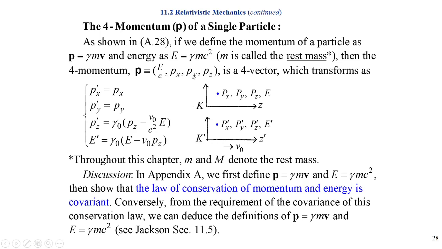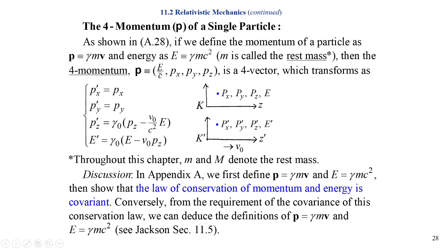We have four quantities. Here we use x, y, z, and E, and x prime, y prime, z prime, and E prime. In the previous case, we used E, px, py, pz. Slightly different. So in the new coordinates, they can transform under the Lorentz transformation.